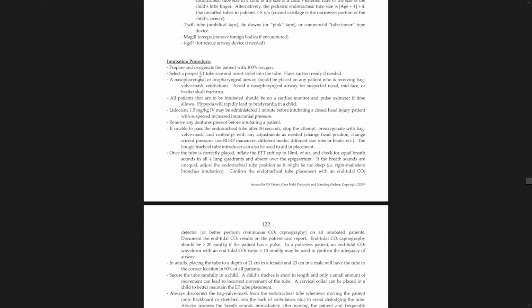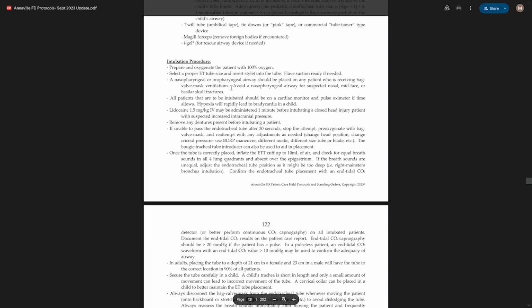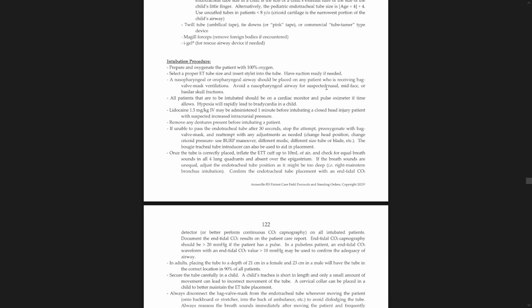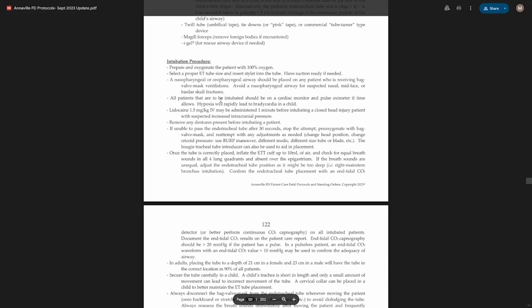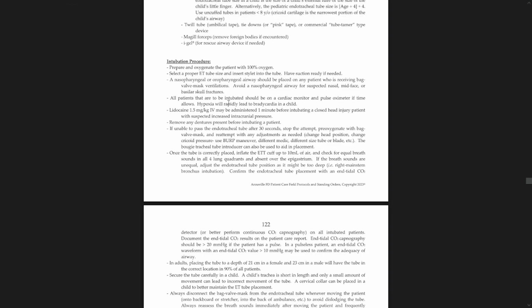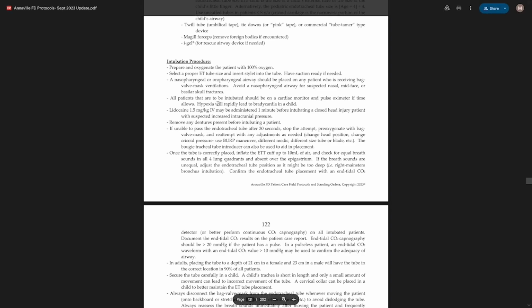For the intubation procedure, prepare and oxygenate your patient with 100% O2. Select the appropriate ET tube size and insert the stylet into the tube. Have suction ready if needed. An NPA or an OPA should be placed on any patient who is receiving BVM ventilations. Avoid an NPA for suspected nasal, midface, or basilar skull fractures. All patients that are intubated should be on a cardiac monitor and pulse oximetry if the time allows.